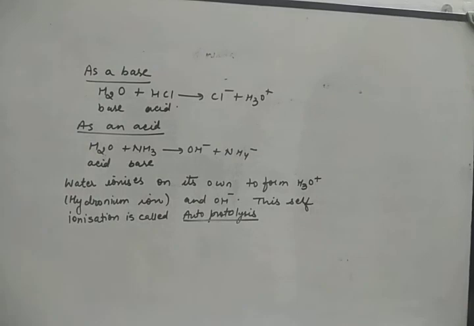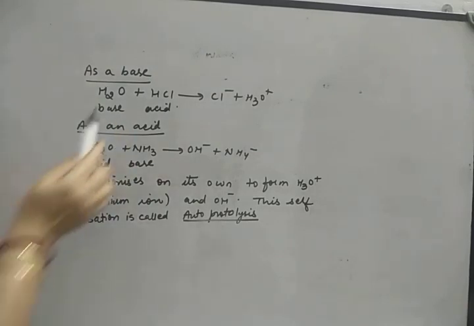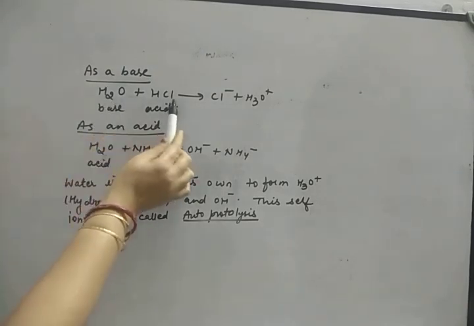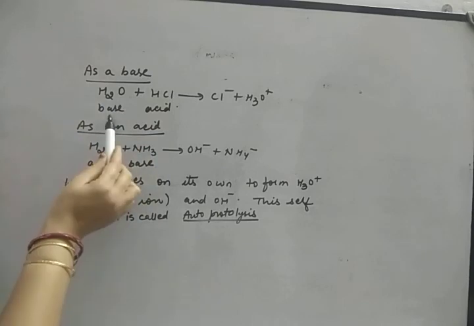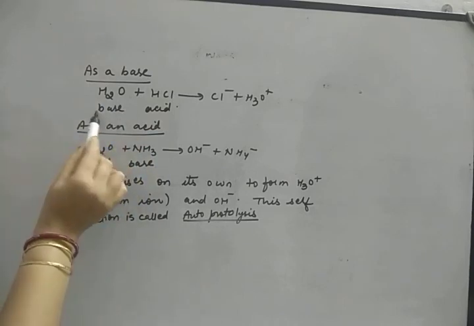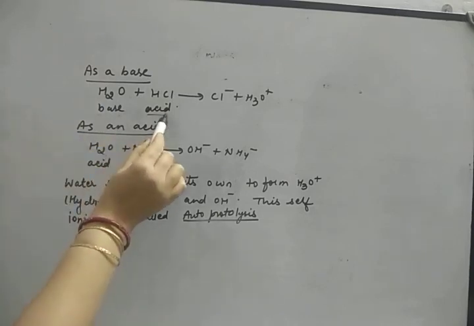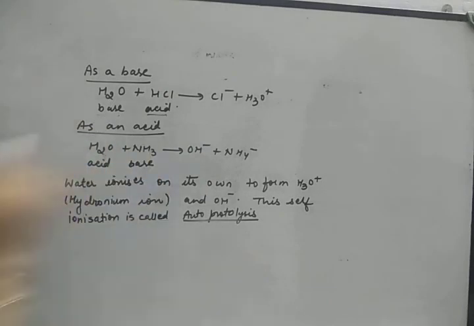So water can act as a base. Now here water is treated with HCl. HCl is more acidic as compared to water, so here water is acting as a base. It is combining with the acid. And water can act as an acid also towards bases like NH3. So water can react with acid as well as with base.